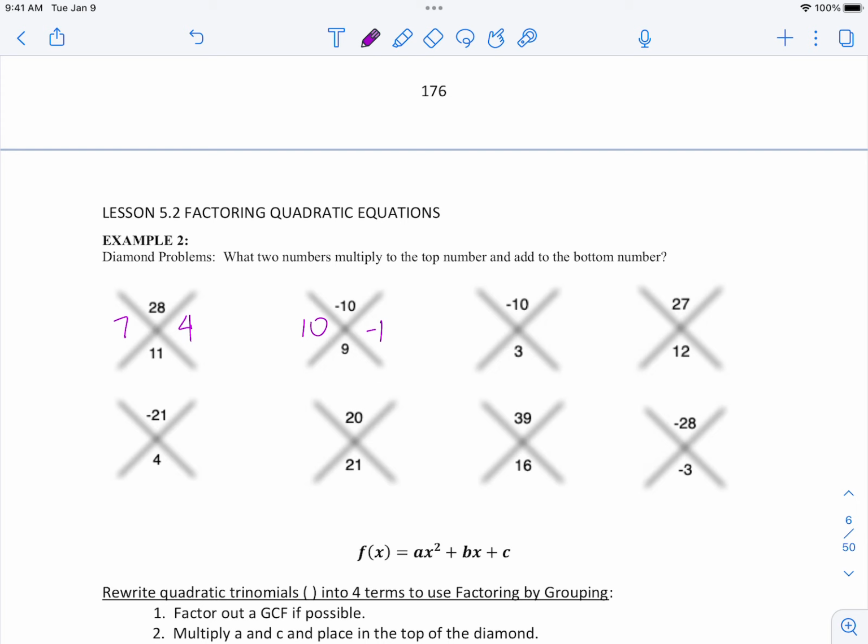The next set multiplies to -10 again, but this time adds up to 3. So this is going to be 5 and -2. Next, we need numbers that multiply to 27 that add up to 12. And this is going to be 9 and 3. I want you to try the next 4, and then we'll go over these.